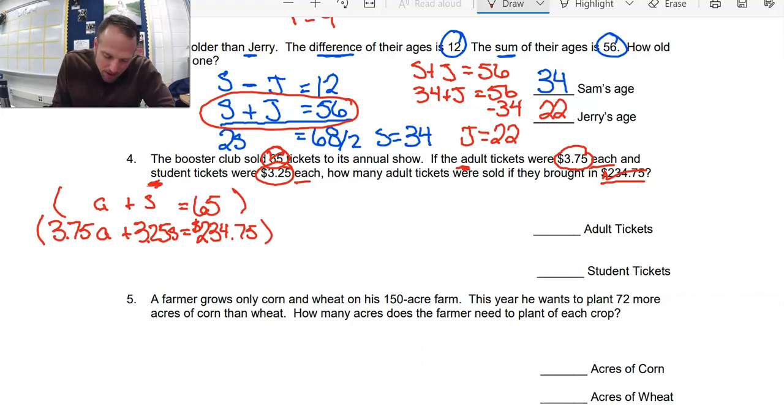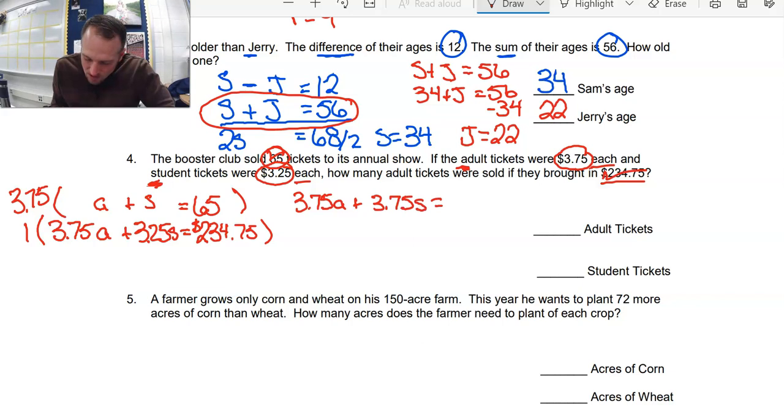So multiply the top by 3.75 and the bottom by 1. So on the top, when I multiply that by 375, that's going to be 375A plus 375S equals, I'm going to need my calculator for this, 65 times 375 is $243.75. On the bottom, when I multiply by 1, it's just going to stay the same.